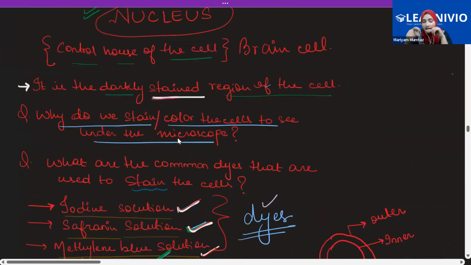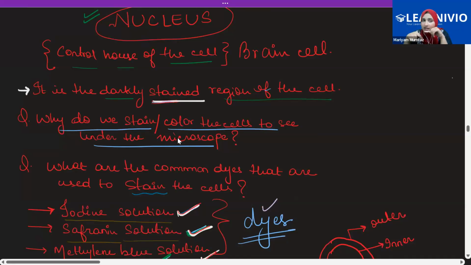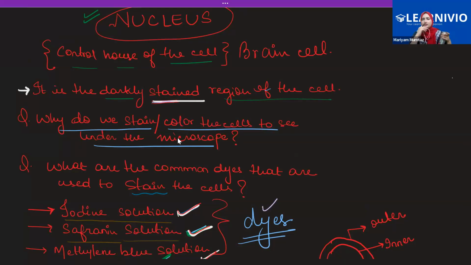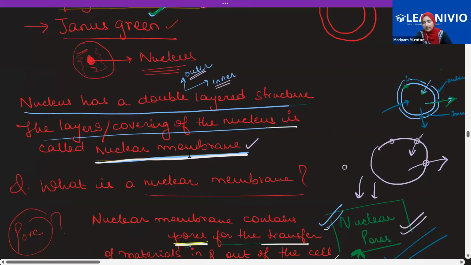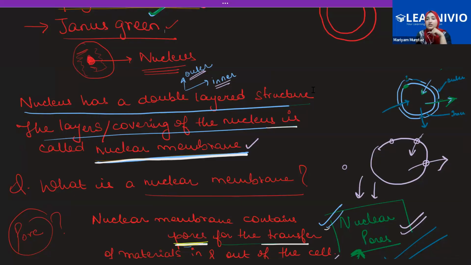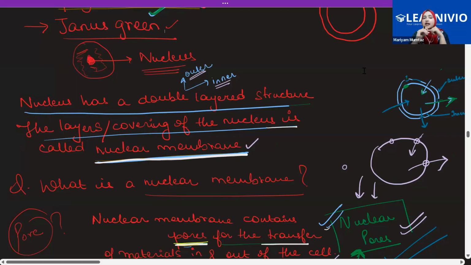So when you see under a microscope several cell organelles, and you see a part which is very darkly stained, you will already understand that it is the nucleus, right? Now the nucleus is surrounded by two layers. It has a double layered structure consisting of an outer layer and an inner layer, which makes it a double membranous structure. The membrane of the nucleus is called the nuclear membrane. It is like a protective layer surrounding the nucleus.